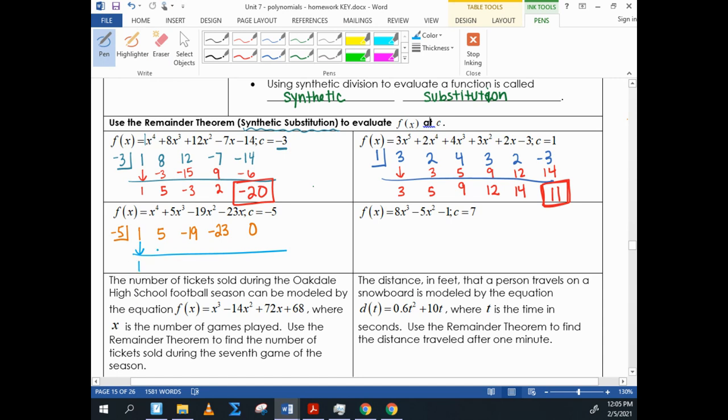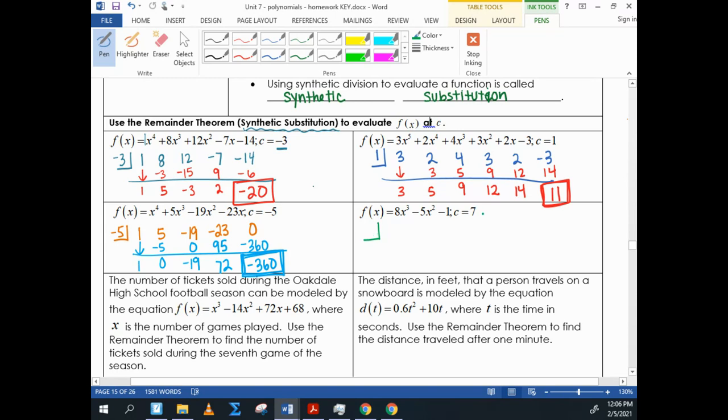1 drops straight down, times negative 5. 5 minus 5 is 0, times anything is 0. Negative 19 times negative 5. Oh, we're going to need a calculator. What is that, 95? 95 minus 23 is 72. 72 times negative 5 is negative 360. Plus 0 is negative 360. That is our remainder, which means that is the answer. All right.